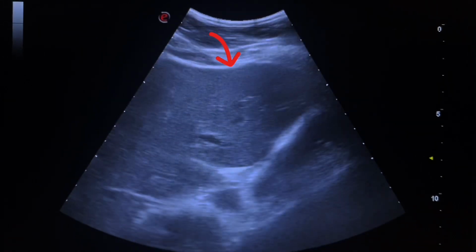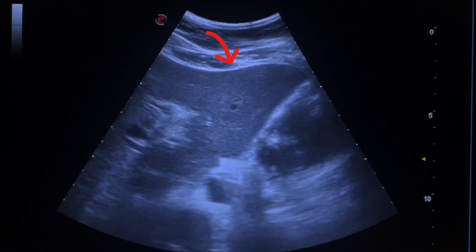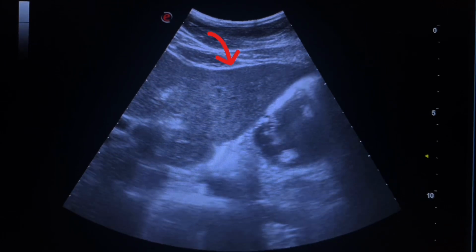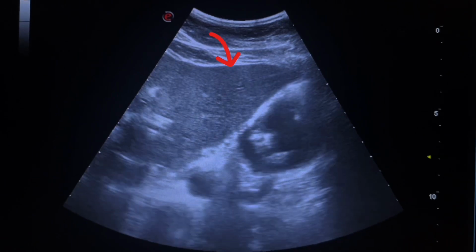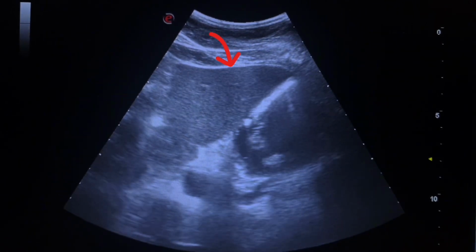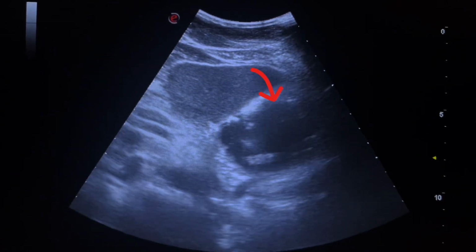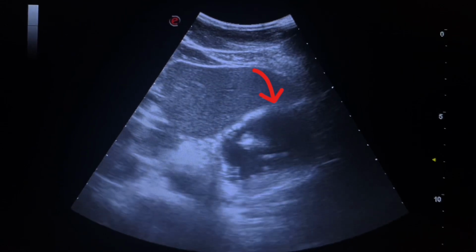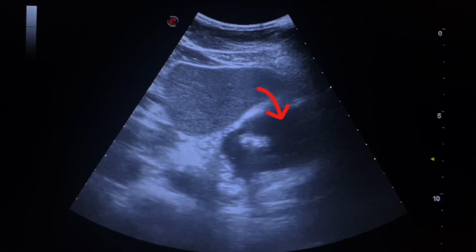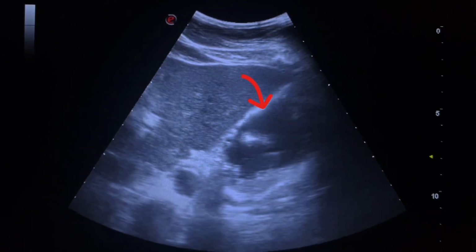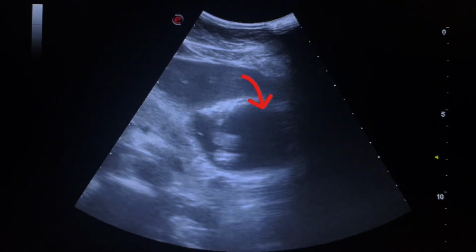Now we start scanning from the epigastrium by using a convex probe, placing it at a transverse position. Here we see the left lobe of the liver, which is normal. No mass lesion seen. Below the liver we see the duodenum. The duodenum is prominent and contains food particles, fluid and air. But we see no peristalsis in the duodenum.